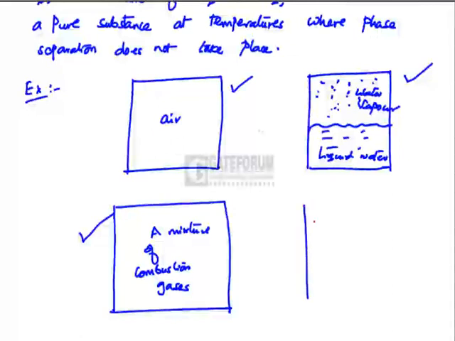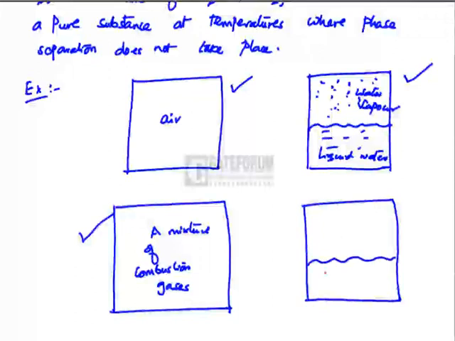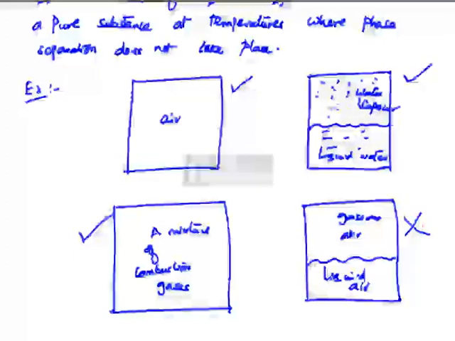Now I shall consider another substance which is not a pure substance, that is liquid air and gaseous air, which is a mixture under equilibrium. It is not an example of pure substance because the percentage by composition of nitrogen and oxygen is different in liquid air and gaseous air. Therefore, it is not a pure substance.